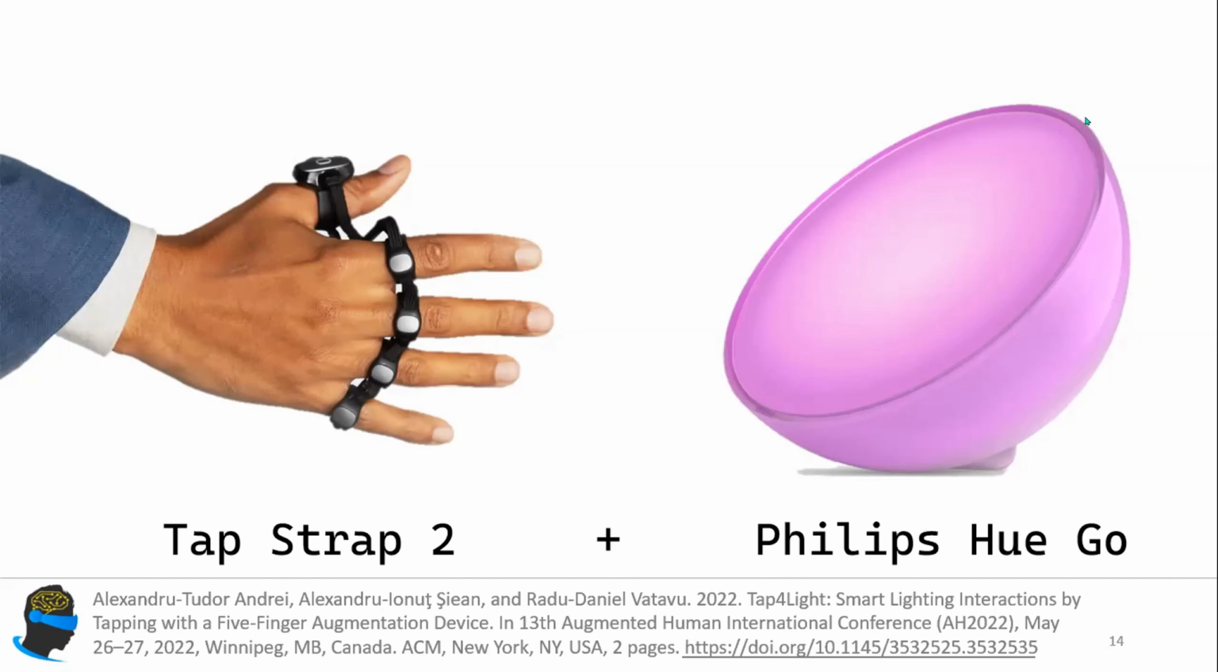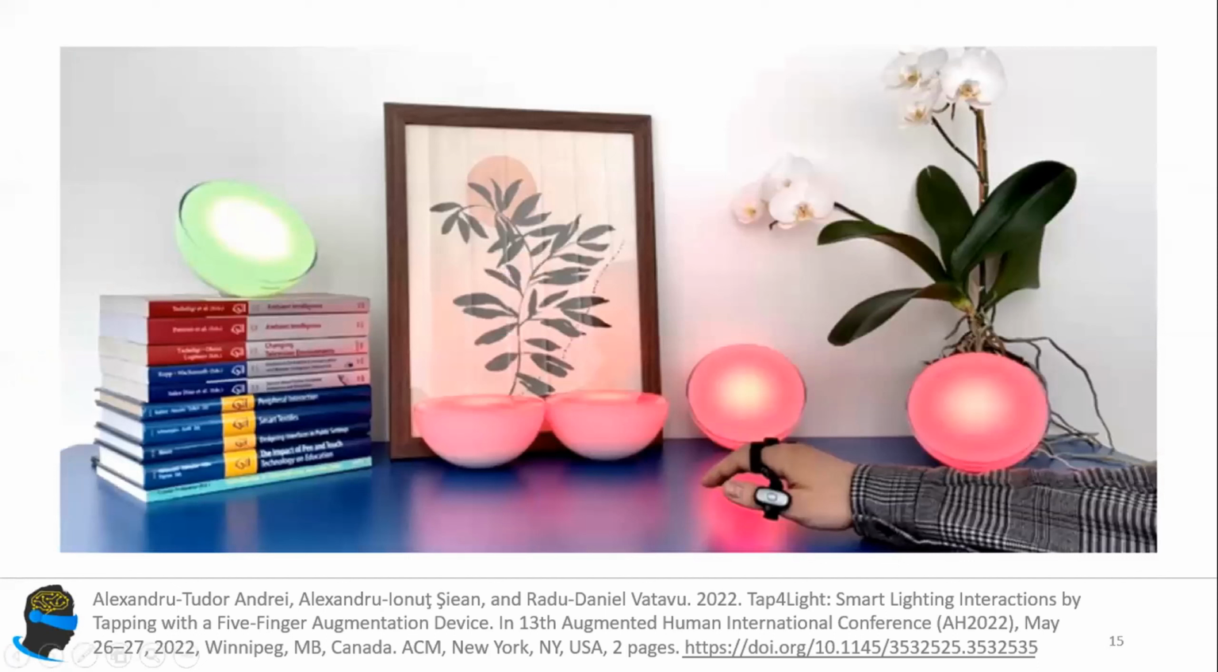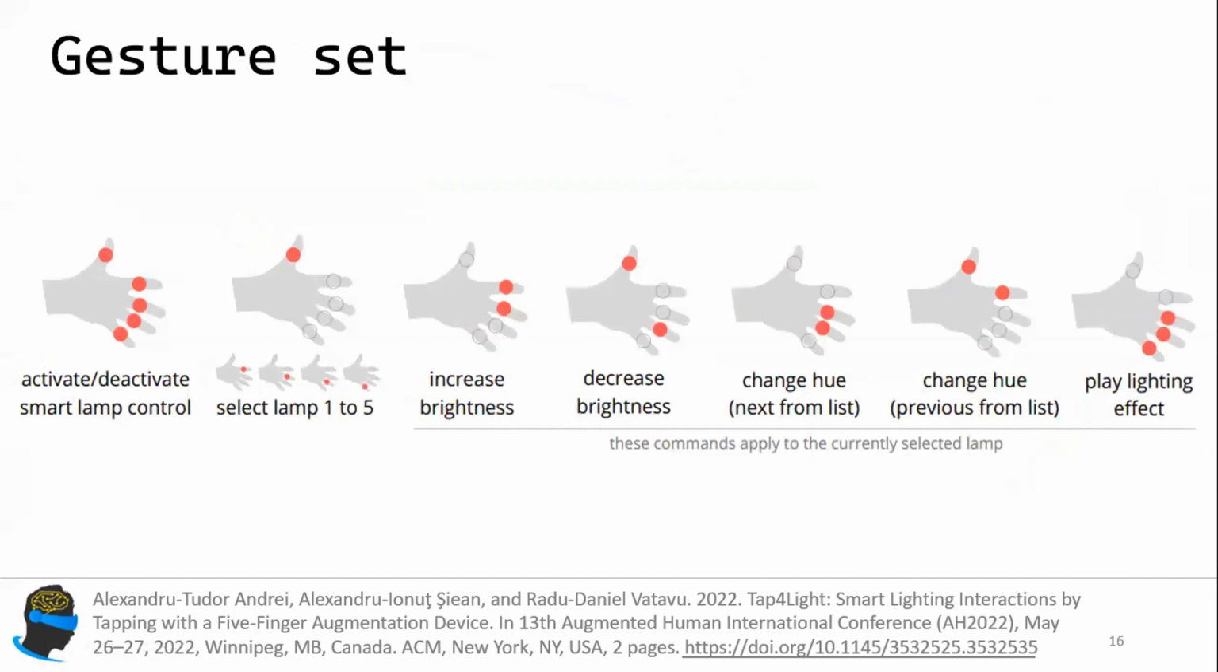These 2 devices connect to an Android application installed on the user's smartphone via Bluetooth and Wi-Fi respectively, and enable the creation of personalized setups and beautiful scenes like the one in the picture. The gesture set is composed of 11 tap gestures extracted from the Tap2 gesture vocabulary. For example, the activate gesture that instructs the Tap4Light system to listen for commands to control the individual lamps.